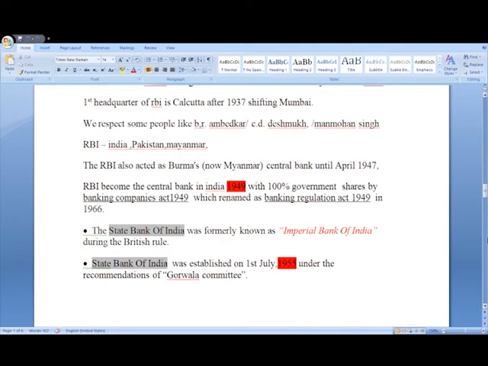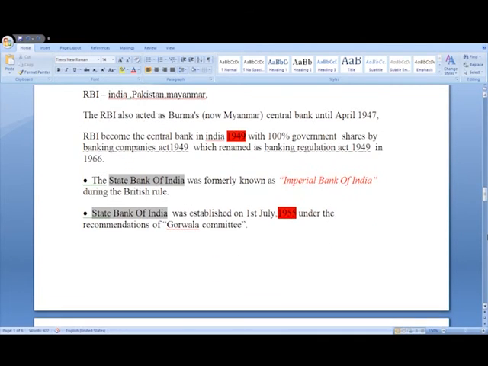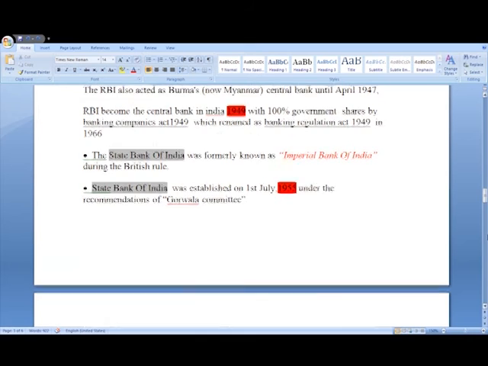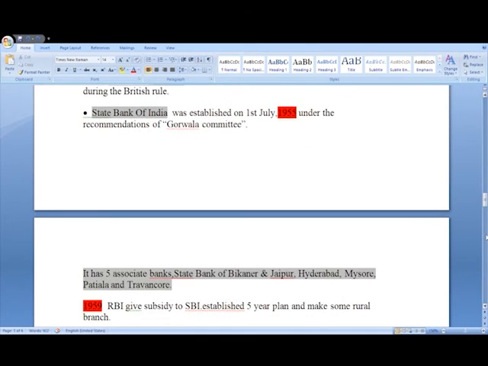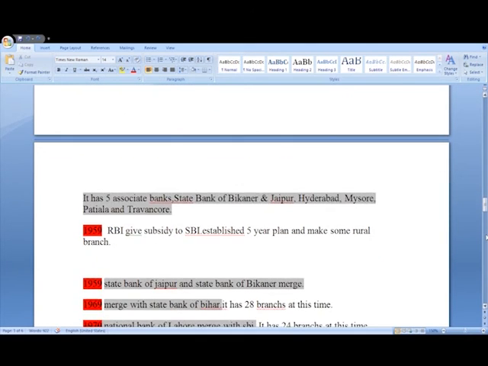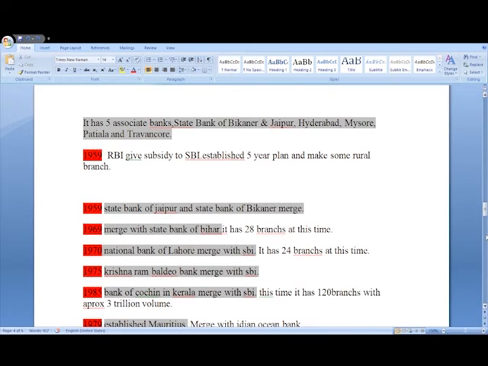The State Bank of India was formerly known as the Imperial Bank of India during British rule. State Bank of India was established on 1 July 1955 under the recommendations of the Gorwala Committee. It has 5 associate banks: State Bank of Bikaner and Jaipur, Hyderabad, Mysore, Patiala, and Travancore. In 1959 RBI gave a subsidy to SBI, established a 5-year plan and made some rural branches.